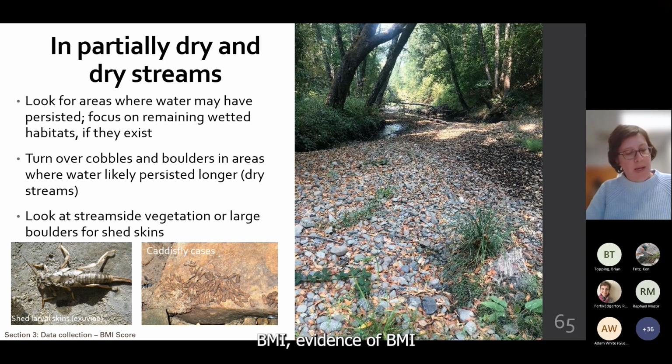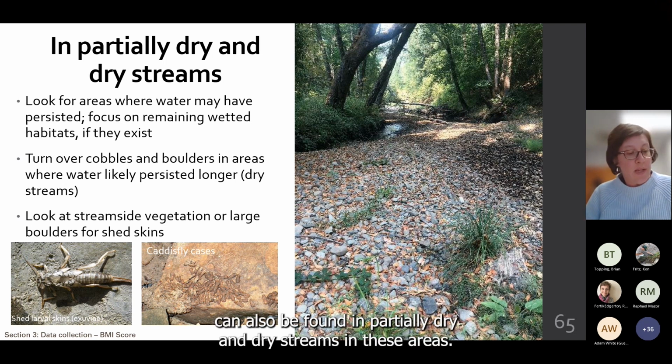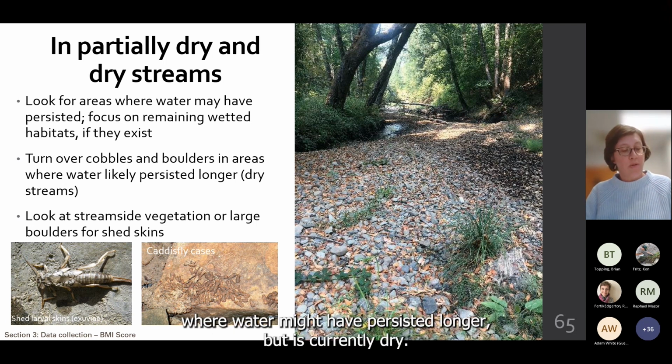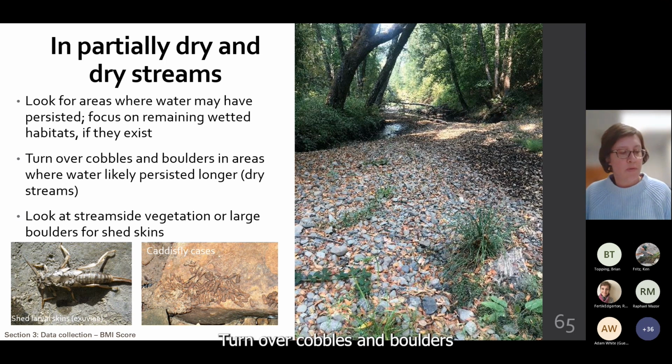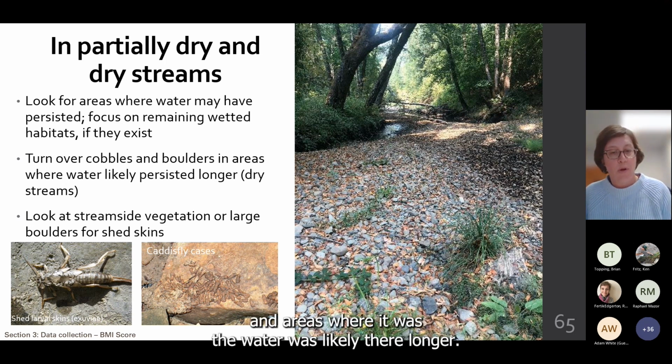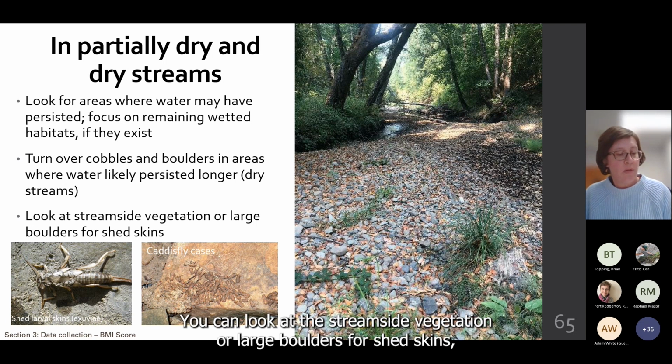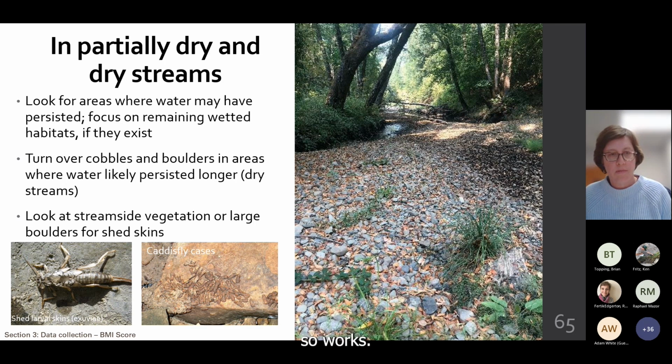BMI and evidence of BMI can also be found in partially dry and dry streams in these areas. Look for areas where water may have persisted and focus on remaining wetted habitats. Where water might have persisted longer but is currently dry, turn over cobbles and boulders in areas where the water was likely there longer. You can look at the streamside vegetation or large boulders for shed skins. That also works.